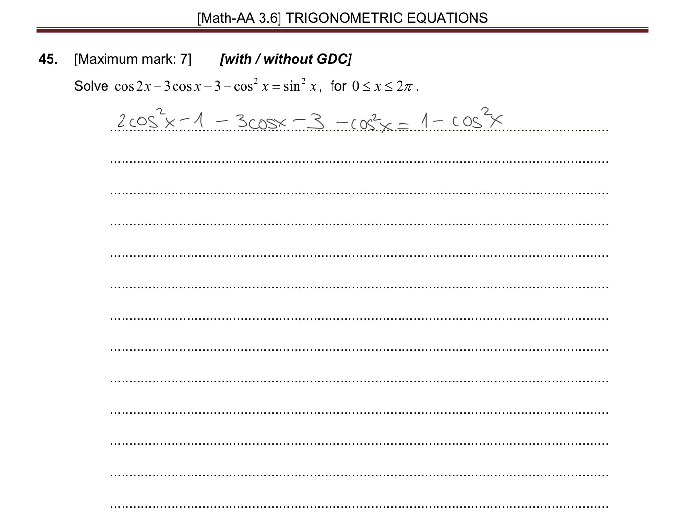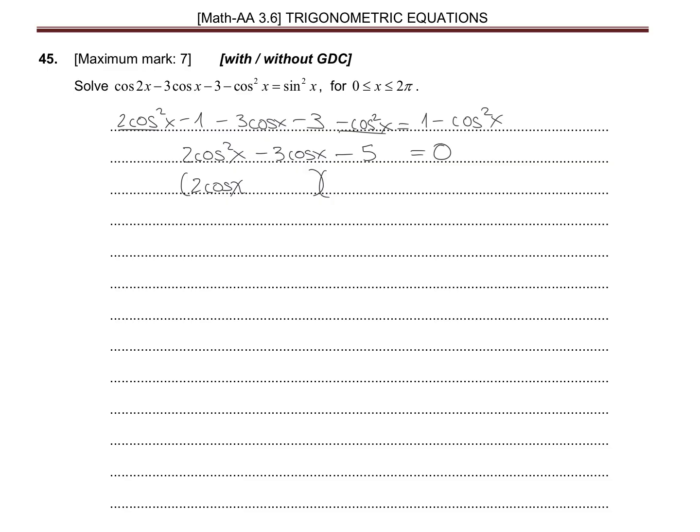We need to get all the like terms together and equal to 0. So we're going to have 2 cosine squared minus cosine squared, which is cosine squared, plus cosine squared, so 2 cosine squared. Then we're going to have minus 3 cosine x, and then we're going to have negative 1, minus 3, negative 4, minus 1, minus 5. So now we can factor.